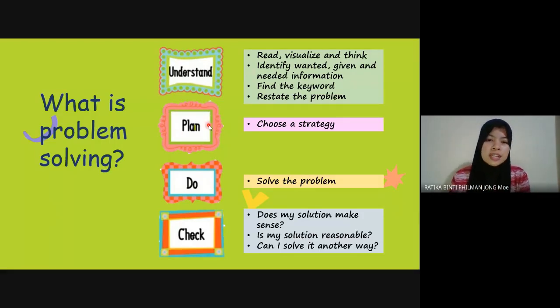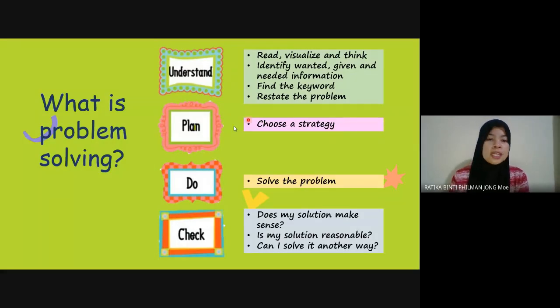Okay, so the next step is plan. In planning, you need to choose a strategy. There are a lot of strategies that can be used in problem solving. Later I will reveal what are the strategies that you can use. But in choosing the strategies, you need to choose the most suitable strategy for the problem. Kalau soalan tu nombornya besar, takkanlah awak nak choose strategy based on drawing. No. Jadi kalau nak pilih strategi tu pun kena pilih yang betul dan sesuai berdasarkan kepada soalan yang diberi.